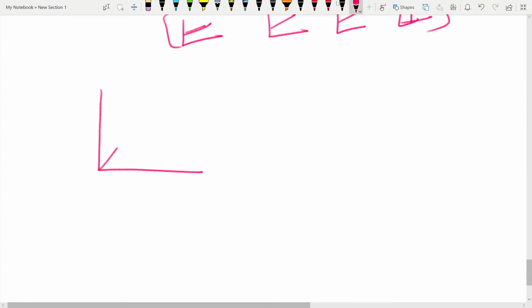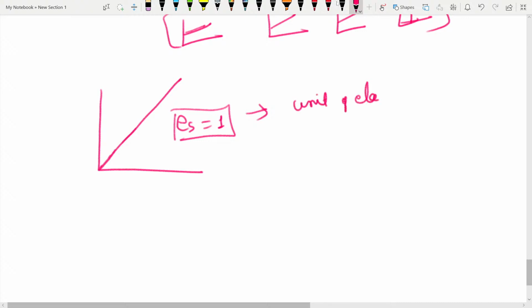If the supply curve originates from the origin, this is showing elasticity equal to 1. So this is unit elasticity of supply.